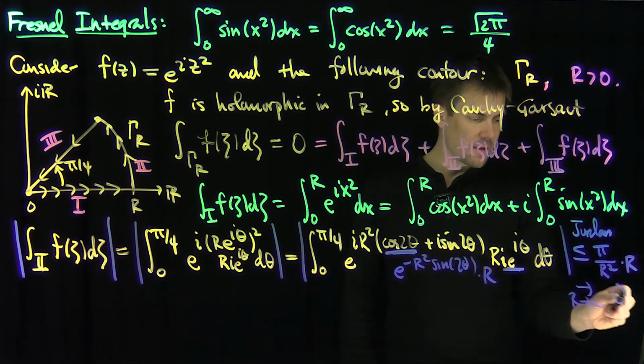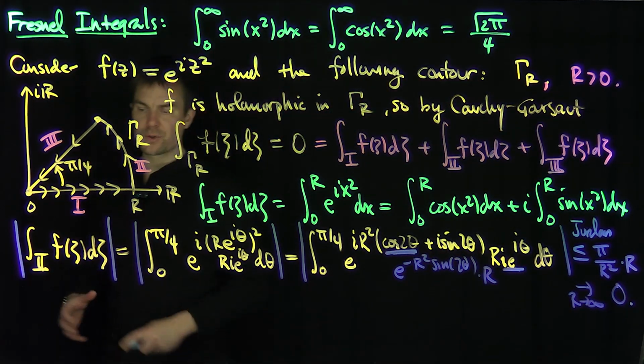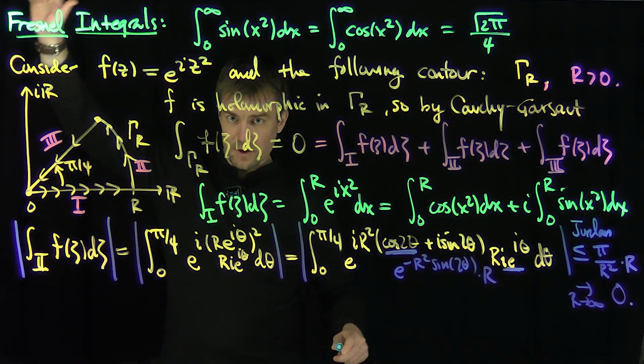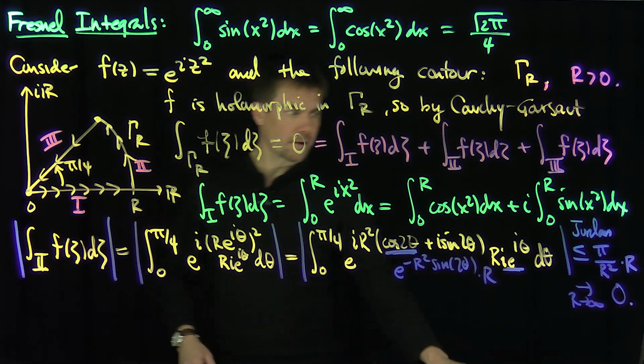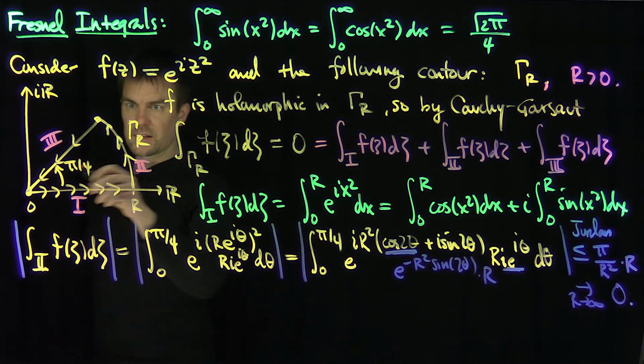So as r goes to infinity, these terms over here are going to tend to 0. So this contribution of the arc tends to 0 as we let r go to infinity. Let's do the final calculation. The final calculation is just going to be the integral over this line segment over here.